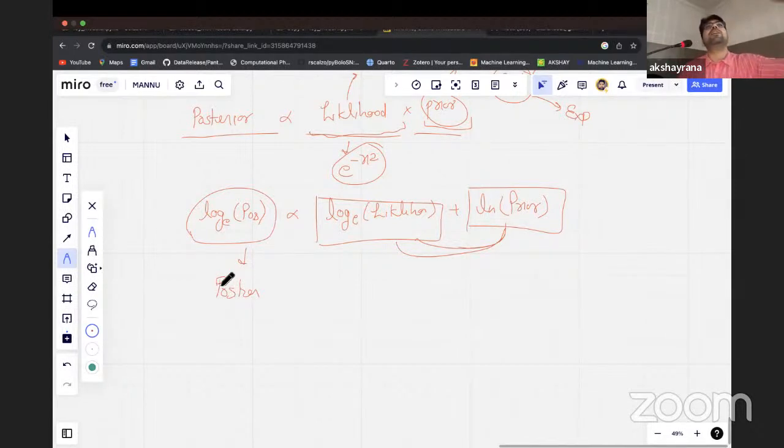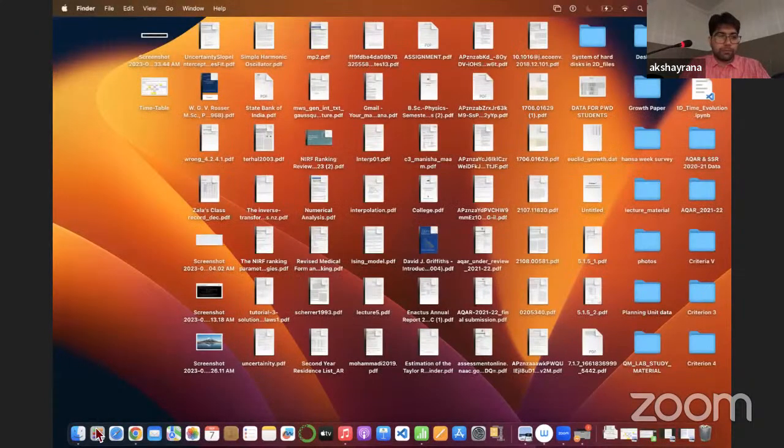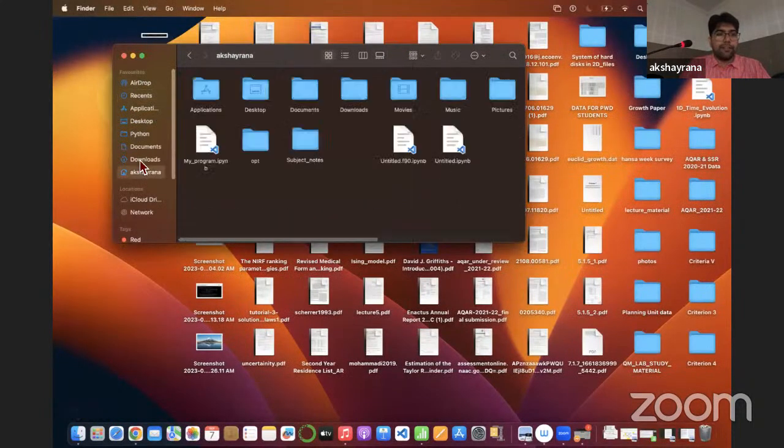Now, once I know the posterior, what will I do? I would like to sample it. How would I sample it? I'll write the same code that I was writing for my previous two programs. The same program I'll run with this posterior and try to get my answer. Just for that, let me briefly show you the distribution that we were having.